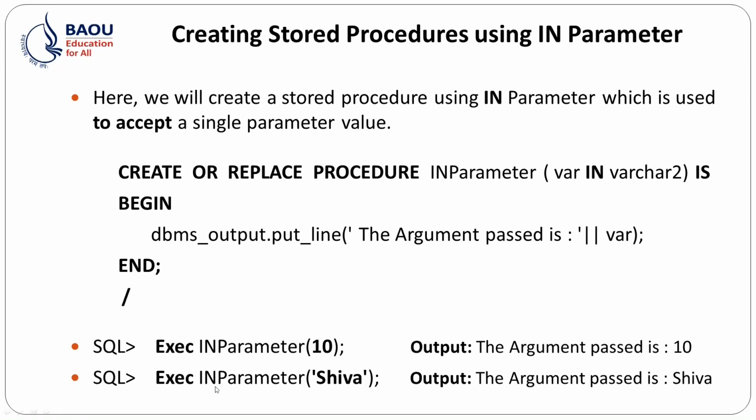Same as, when we execute another time and pass the value Shiva, it will pass into the variable, and this variable displays Shiva. So the argument pass is Shiva, right? So how to execute the IN parameter? Like this. This is the procedure, and this is how to execute: when we pass the value, it will pass into the variable and it will store this passed value and display it.